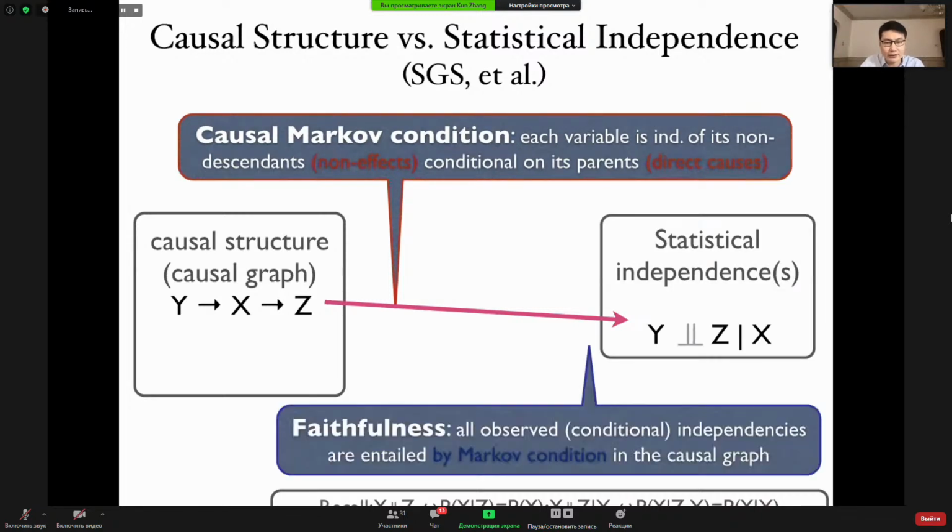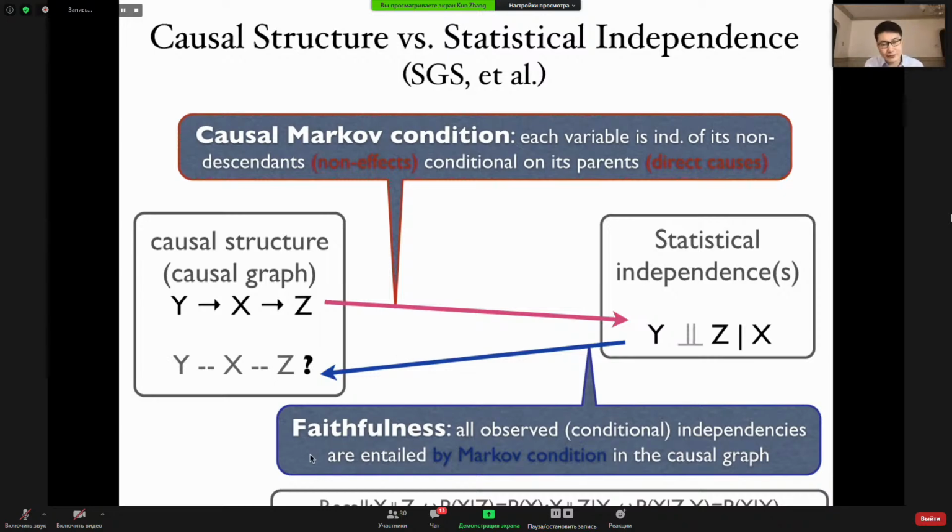In addition, we have another condition called faithfulness. Faithfulness says that all observed independence or conditional independence relations in the variables are actually entailed by the Markov condition on the causal graph. It means that if I observe the independence between Y and Z given X, then this is a property of the graph. If you apply the Markov condition and observe this conditional independence, you know that Y and Z must be d-separated by X. In other words, now we can go from conditional independence relationships to d-separation. So this is the faithfulness condition.